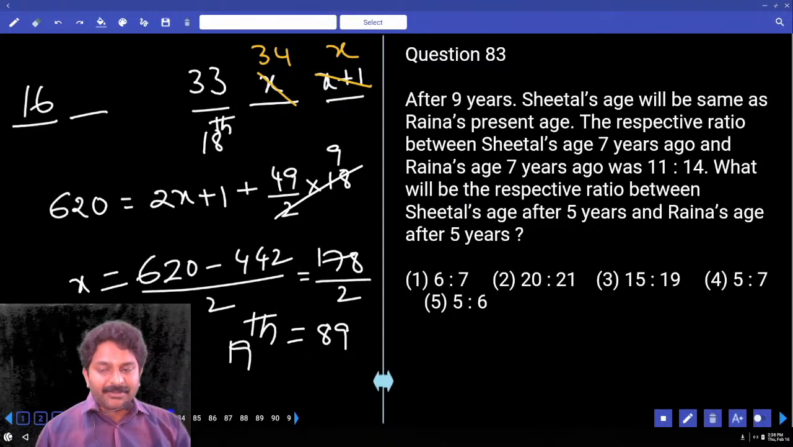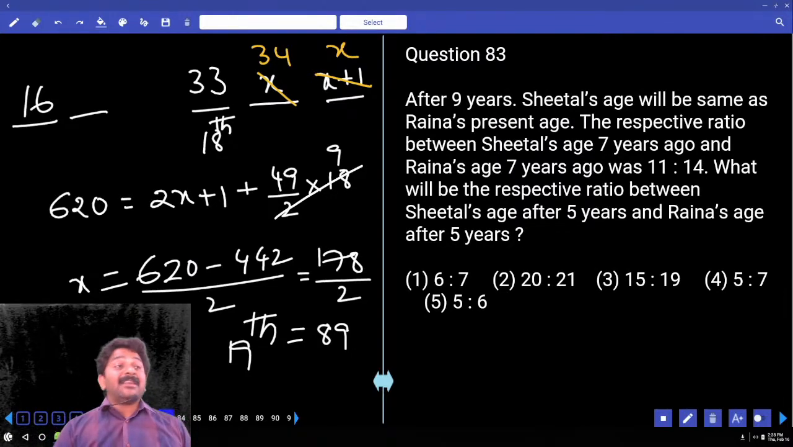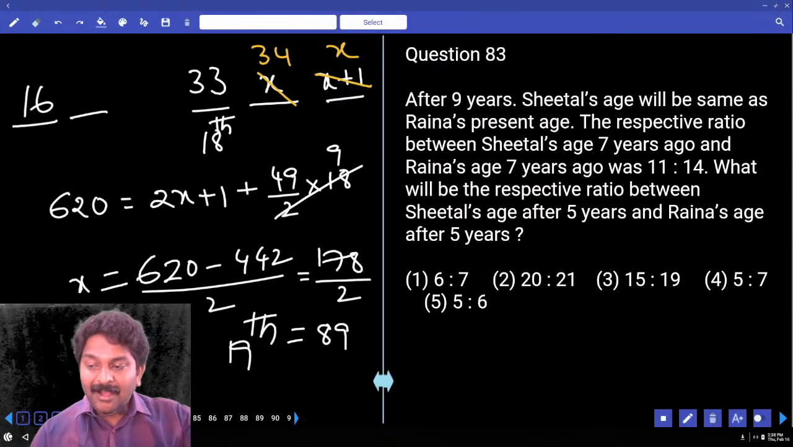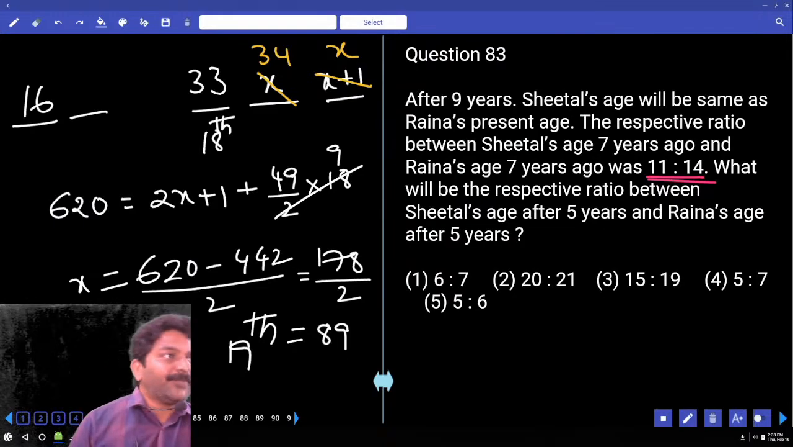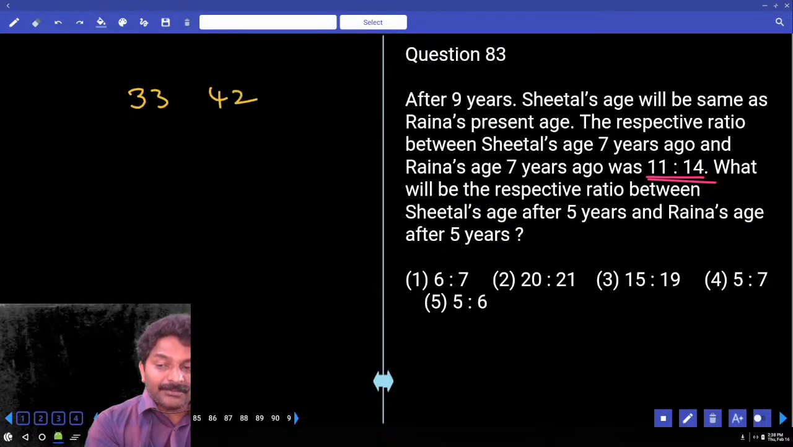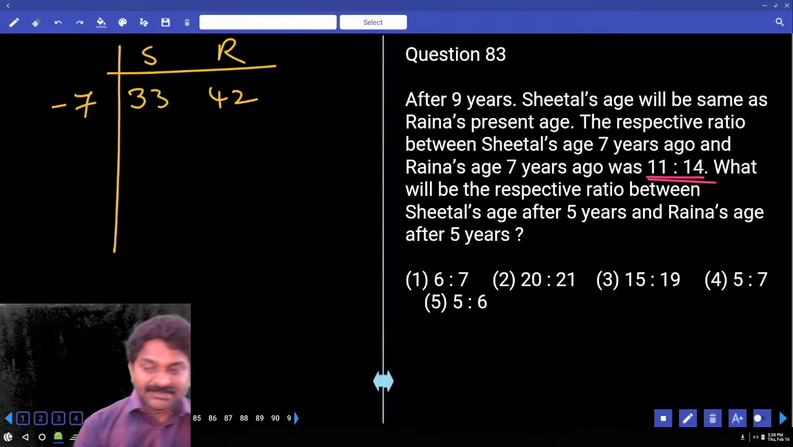The respective ratio between Sheetal's age 7 years ago, Raina's age 7 years ago. Even 7 years back also their age difference must be 9 years. How many parts is the difference? 3 parts is equal to 9. 1 part 3. 11 parts 33. 14 parts 42. This is for Sheetal and Raina. How many years back? 7 years back.